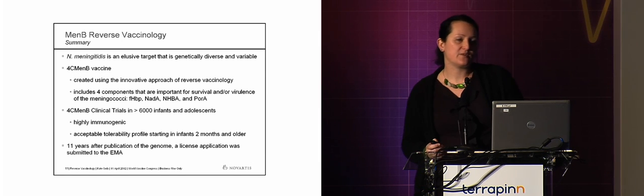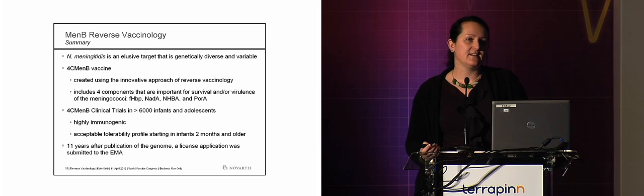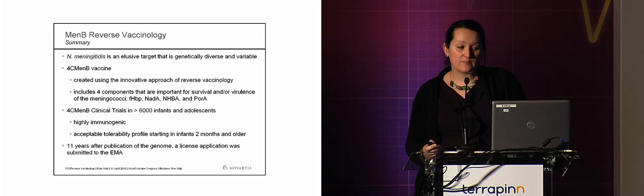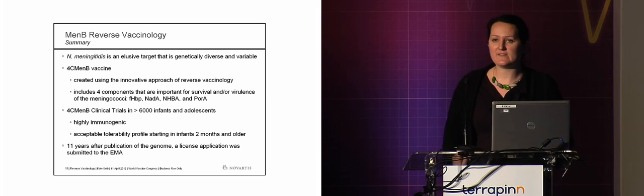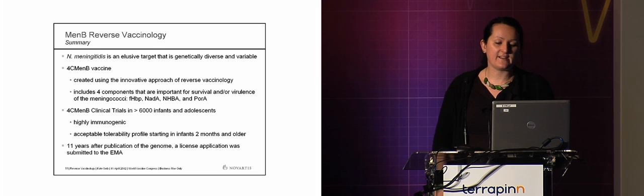So now just to summarize this first section on MenB reverse vaccinology. MenB is an elusive target that's genetically diverse and variable. However, the 4-component MenB vaccine was created using the innovative approach of reverse vaccinology, starting from the genome. And this vaccine includes 4 components that are important for survival and/or virulence of the meningococcus.